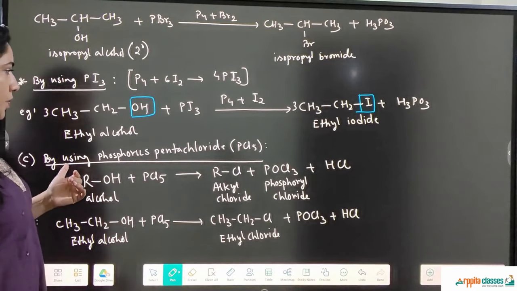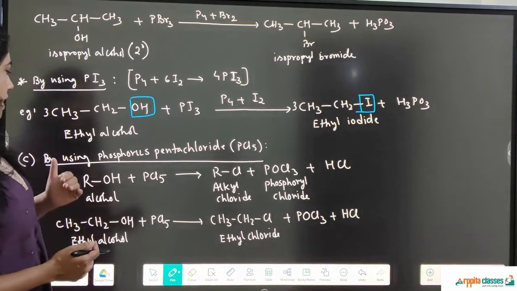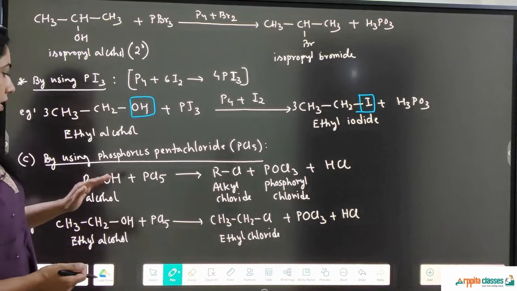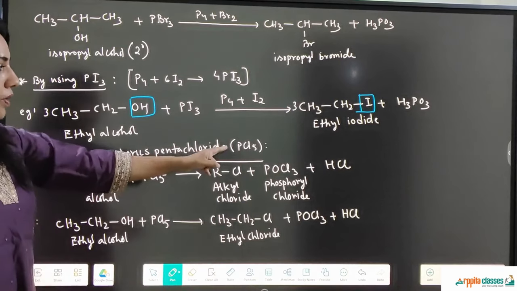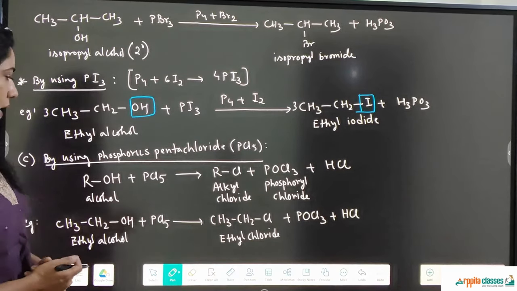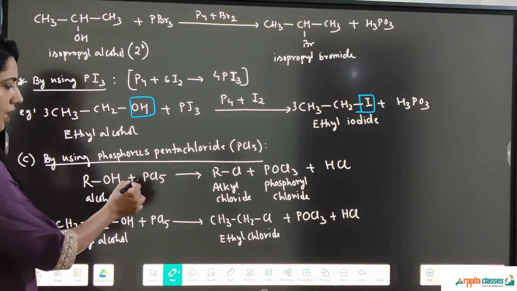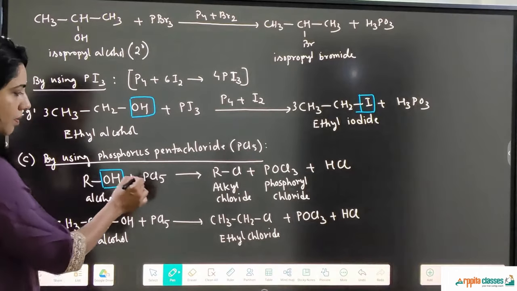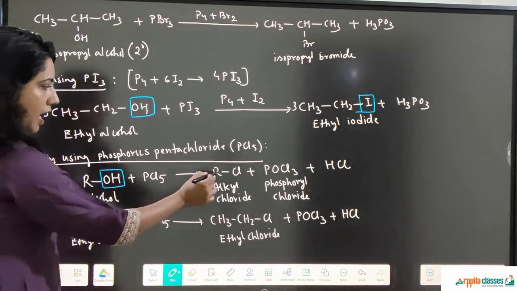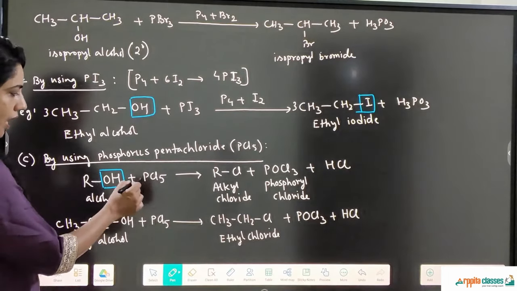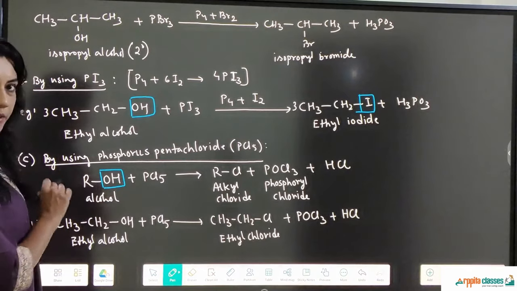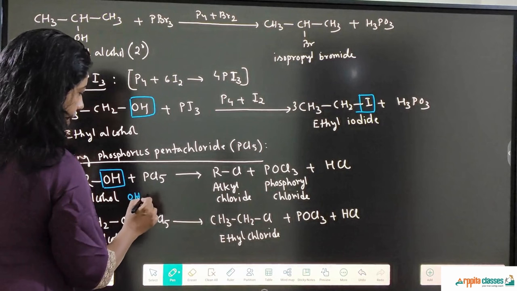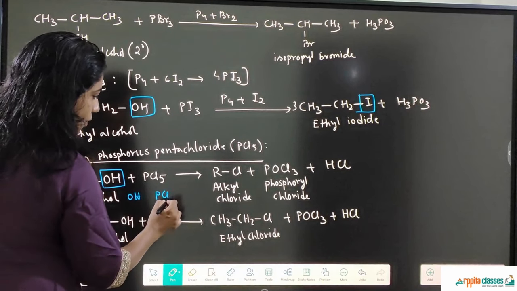Next we are using phosphorus pentachloride. This is the next method. The substrate is still alcohol, but we are using the reagent phosphorus pentachloride. So this is my alcohol ROH. I am treating this with PCl5. What is happening? This OH will be substituted by one of the chlorines. So we got RCl. Now after this OH is substituted by one of the chlorines, what is remaining? This OH is coming from here, which is remaining, and from here PCl4 is remaining.